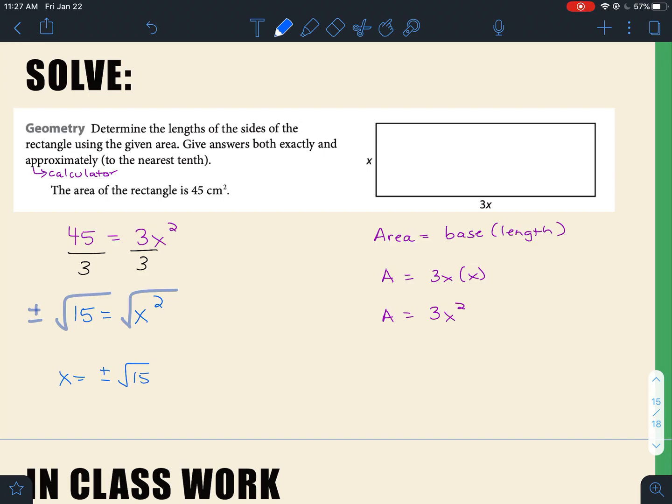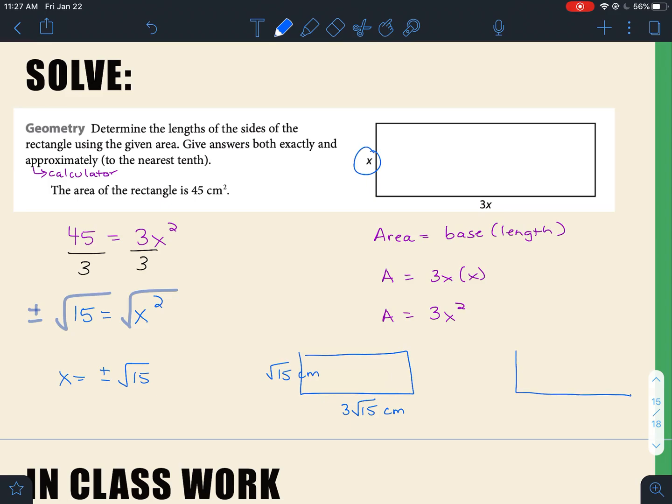Well, since it's the side length of a rectangle, I just want the positive root. So that side's going to be square root 15, because that's our x. And then this side would be 3 times the square root of 15. So those are going to be the length and width of your rectangle, and these are in centimeters. So those are the exact answers.